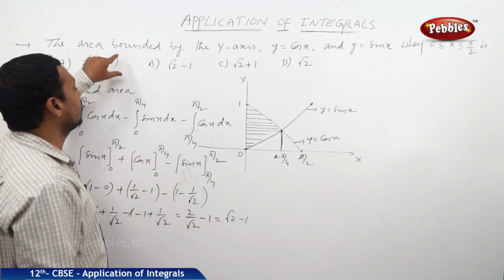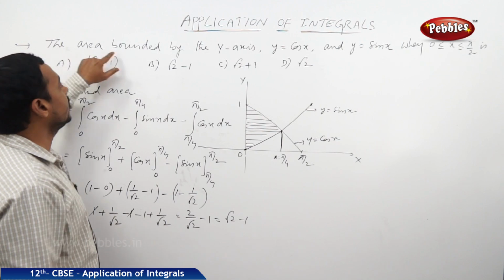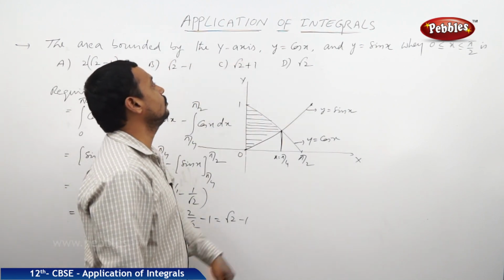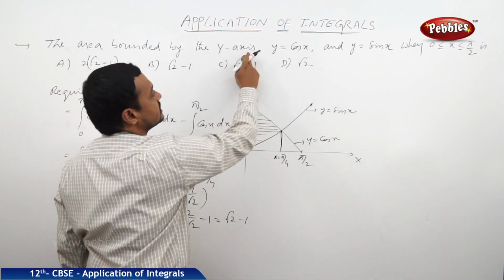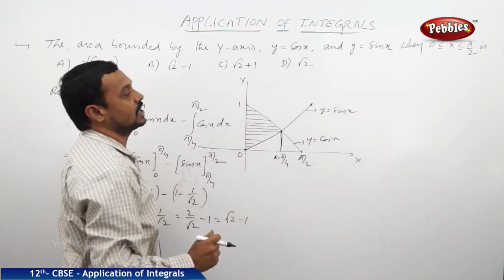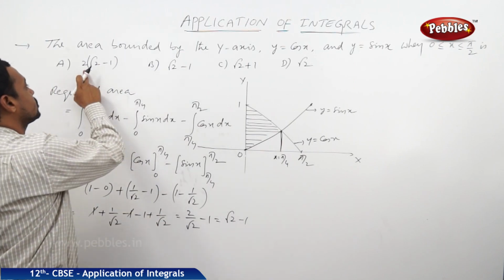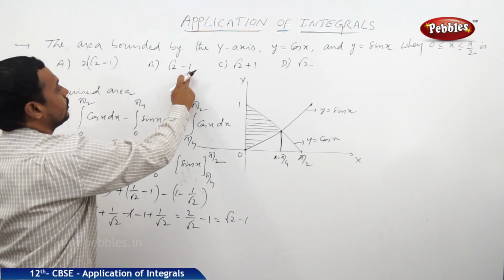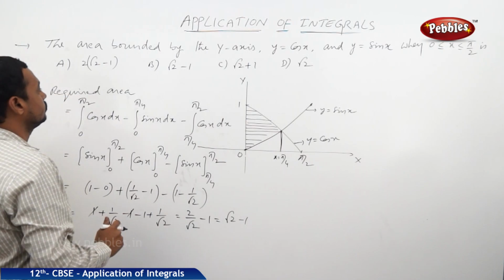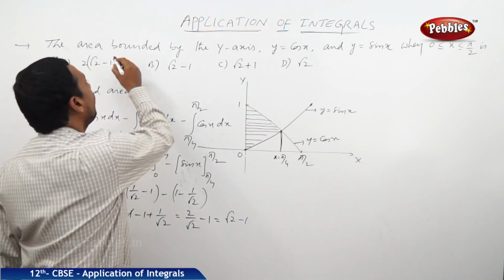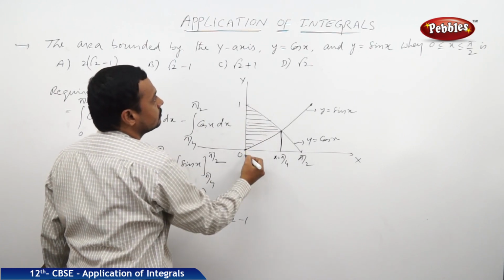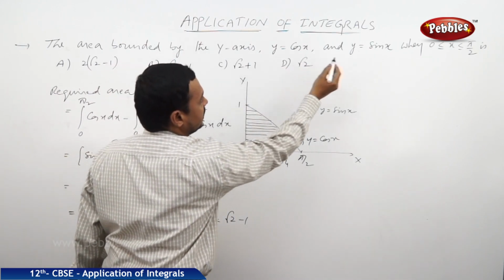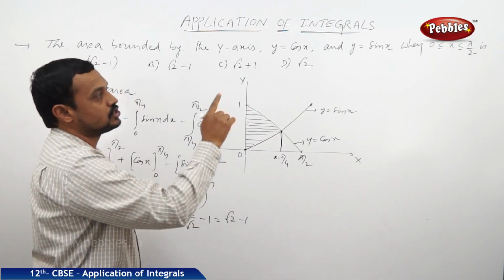Now, here is one objective problem given. The area bounded by y is equal to cos x, y is equal to sin x, and the y-axis when 0 less than or equal to x less than or equal to pi by 2 is. The options are 2 into root 2 minus 1, root 2 minus 1, root 2 plus 1 and root 2. Now, we have to find the area bounded by the y-axis, y is equal to cos x, y is equal to sin x between 0 to pi by 2.